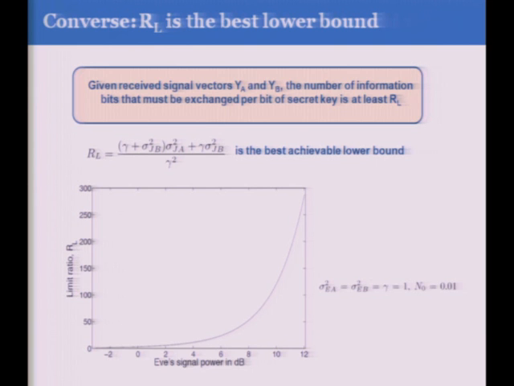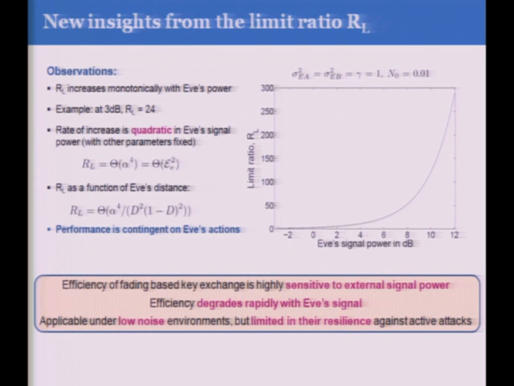Let's see what sort of insights we can get from that plot. The first and obvious thing is that R_L increases monotonically with Eve's power, which is sort of expected because as there's more and more interference power, you will have more and more disagreements between A and B.